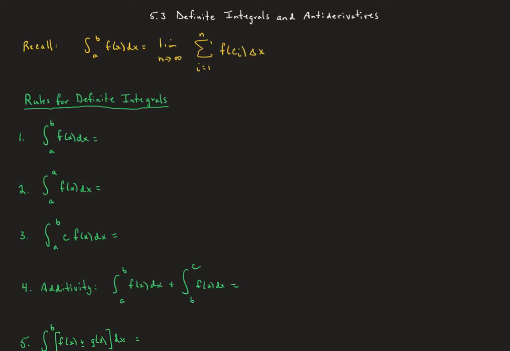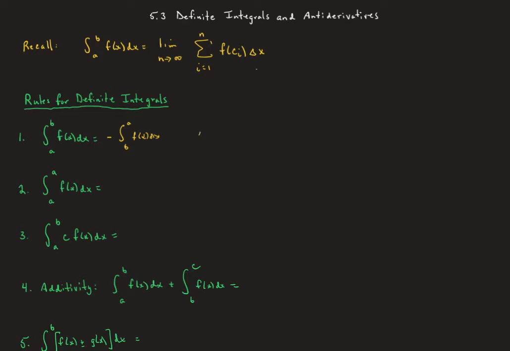So in the first one, the integral from a to b of f of x dx is going to be the negative of the integral from b to a of f of x. So switching the order of our limits changes the sign of our result, that integral. And that comes from that whole delta x piece.